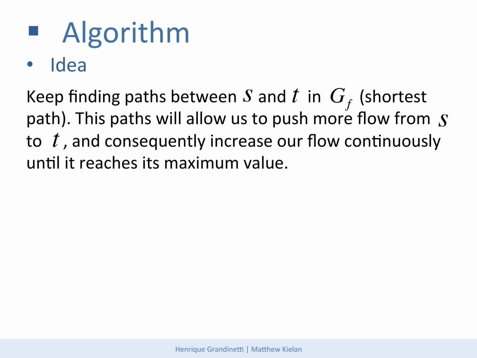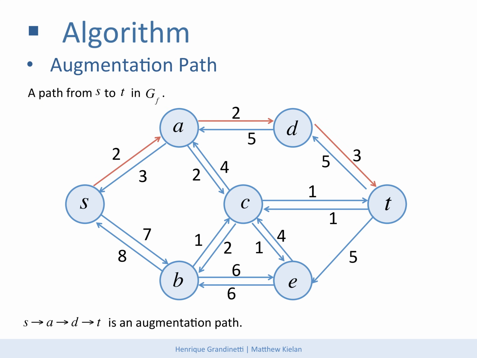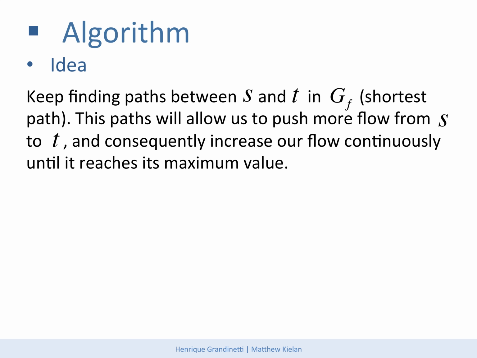The idea of this algorithm is to keep finding paths from the source to the sink in the subsequent residual networks. I have to stress that the path always has to be the shortest path in terms of the number of edges involved. Otherwise, this is not the Edmonds-Karp algorithm. With each iteration, we push more flow from the source to the sink along the paths, and consequently increase our flow continuously until it reaches its maximum value. The algorithm terminates when there is no longer a path from the source to the sink.